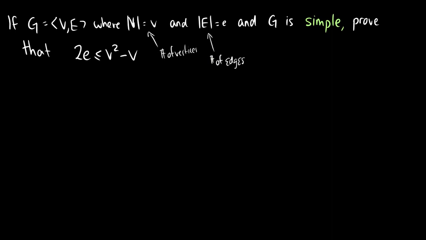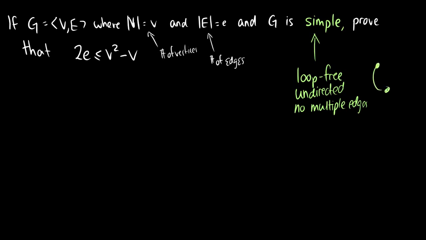And we say that G is simple. What does simple mean? Simple is loop free, so there's no loops. It is undirected, generally, and there are no multiple edges. So that means that if we have this, it is not simple. Instead, this is simple. So this is a multigraph, and this would be the simple graph.